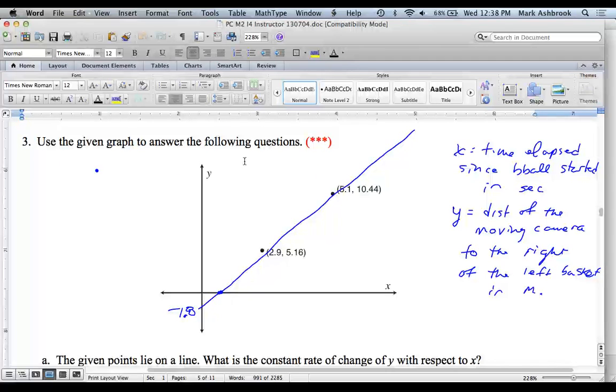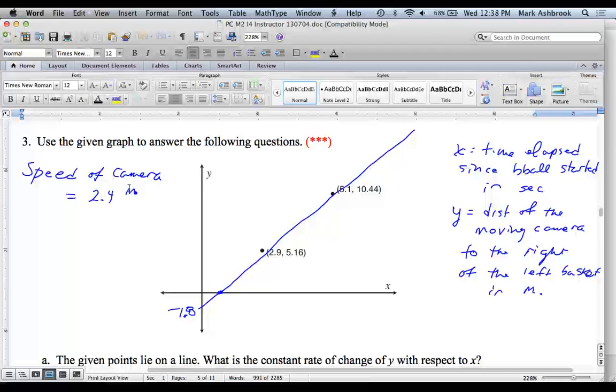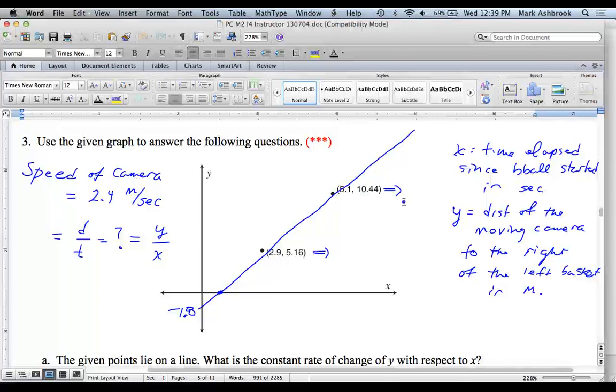Okay, so what's the speed of the camera? Someone said 2.4. 2.4 what? Meters per second. Okay. Is that distance over time? Yes or no? Isn't our distance quantity y, and our time quantity x? So I want you to find y over x for this one, and find y over x for this one. Go. Find y over x for each of those.